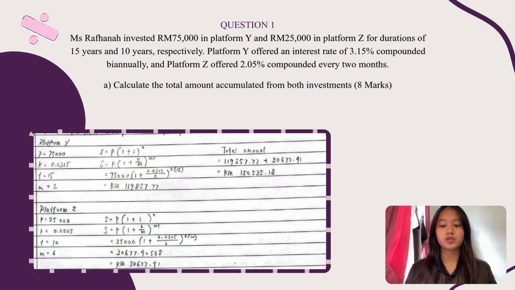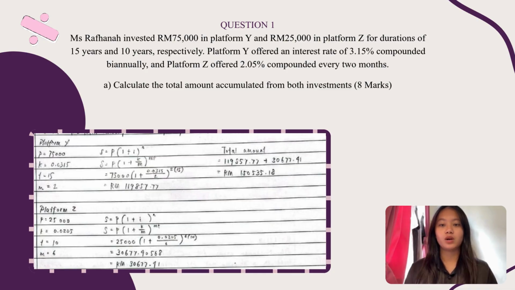In these particular questions, we use the formula of future value, S equal to P bracket 1 plus i to the power of n. Now that we have gathered the information, all we need to do is substitute inside the formula. The written substitution states that S equal to 25,000 bracket 1 plus 0.0315 over 2 to the power of 2 multiplied with 15 years. And the answer is 119,857 ringgit and 77 cents.